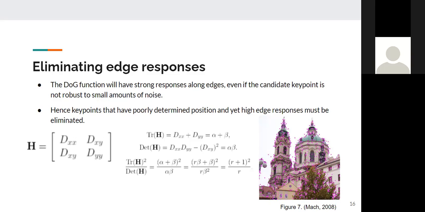Therefore, the higher the absolute difference between the two eigenvalues, which is equivalent to the higher absolute difference between the two principal curvatures of D, the higher the value of R. This follows for some threshold eigenvalue ratio r, which in popular usage is 10. If the R for the candidate key point is larger than (r plus 1) all squared over r, that key point is recognized as poorly localized and hence rejected.